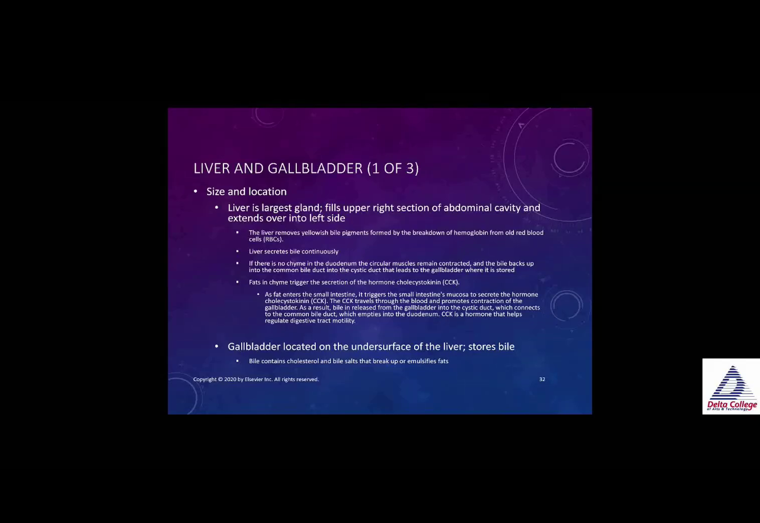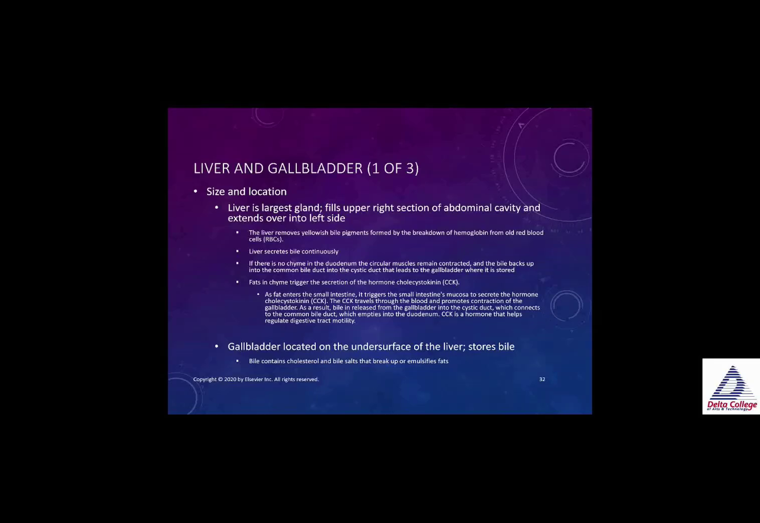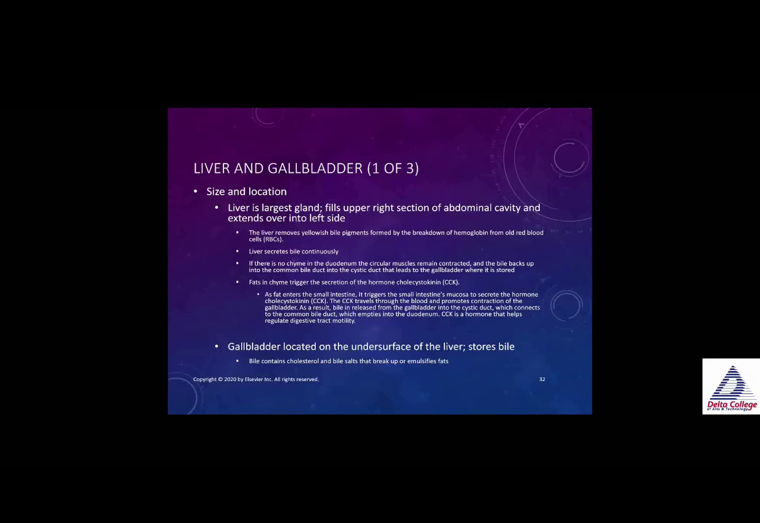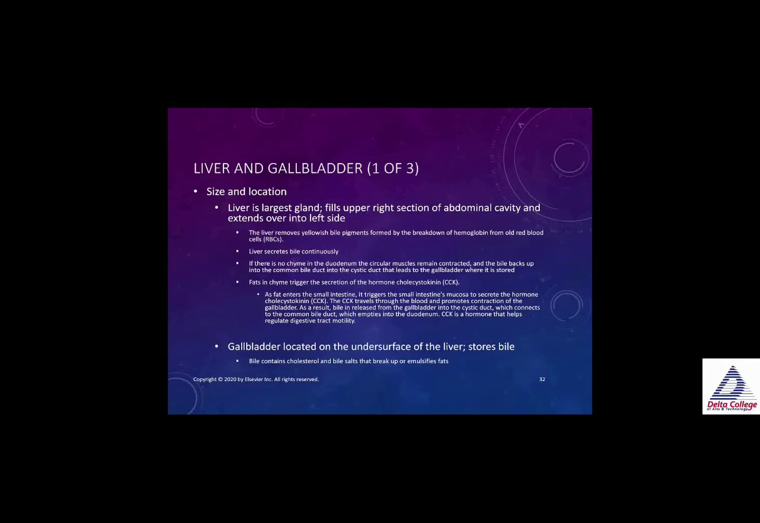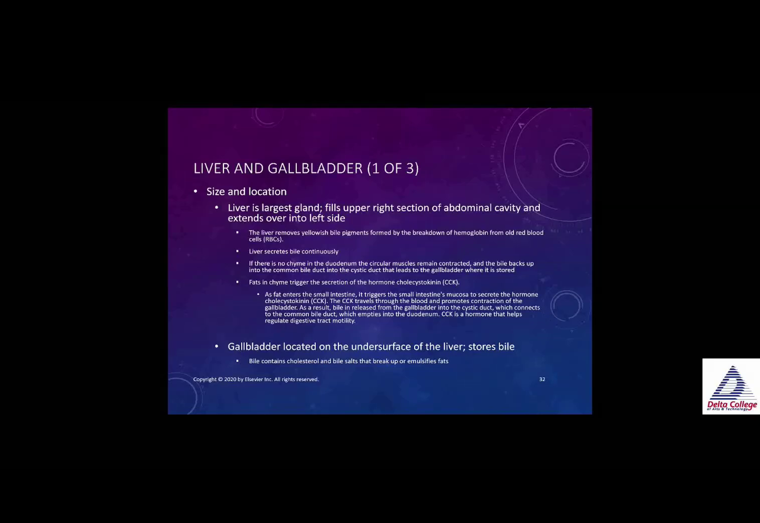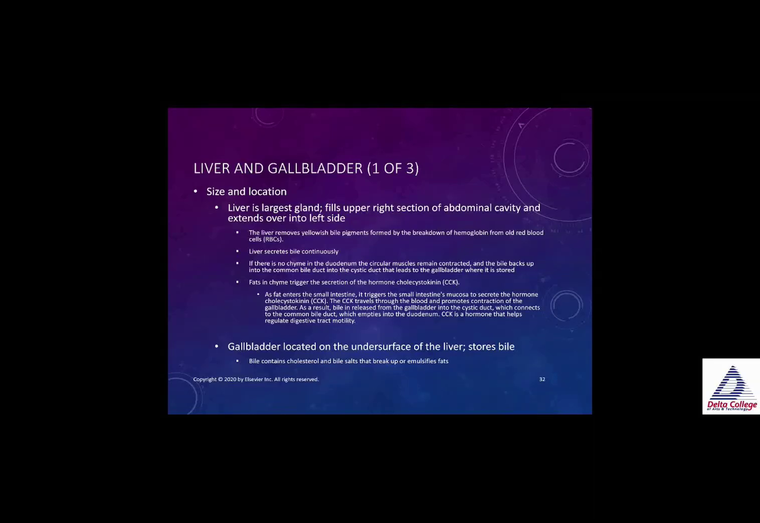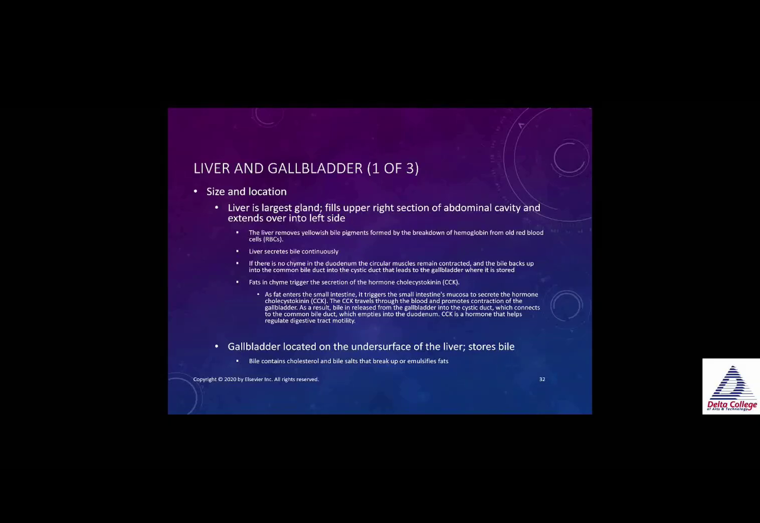Now, fats in the chyme trigger the secretion of a hormone called cholecystokinin, CCK. As fat enters the small intestine through the duodenum, it triggers the small intestine's mucosa to secrete the hormone cholecystokinin. The CCK then travels through the blood and promotes contraction of the gallbladder. As a result, bile is released from the gallbladder into the cystic duct, which connects to the common bile duct, which empties into the duodenum. The cholecystokinin, or the CCK, is a hormone that helps regulate digestive tract motility.